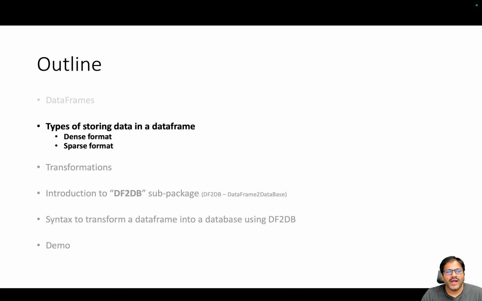Now we look at the formats in which we can store data in a data frame. Basically, there are two formats in which we can store data. If you are familiar with information retrieval and extraction, then you may already be familiar with the dense format of storing data and the sparse format of storing data. So we now look at these two types of formats.